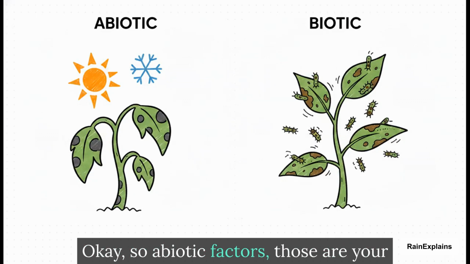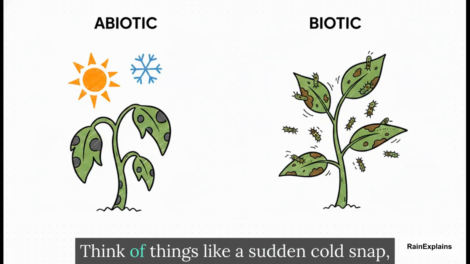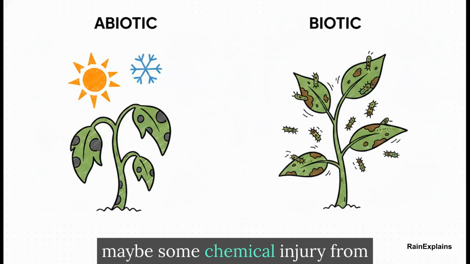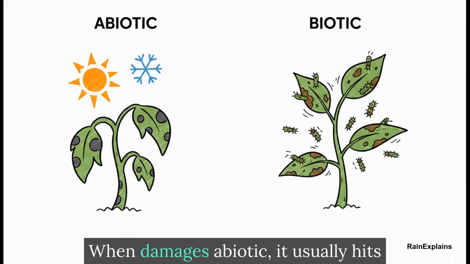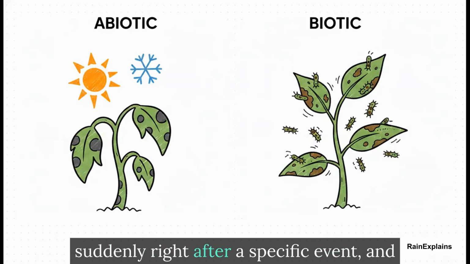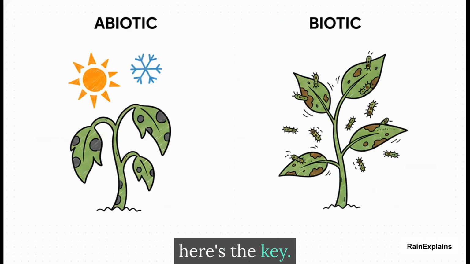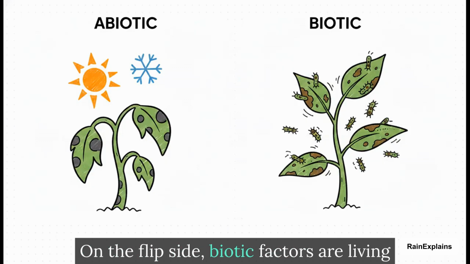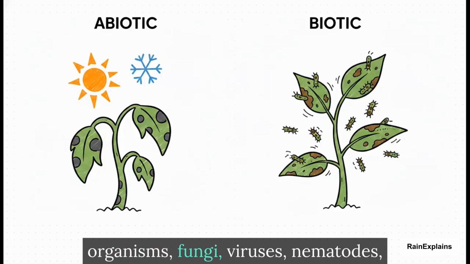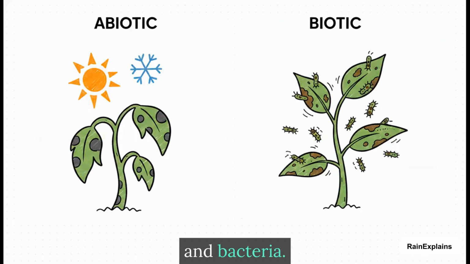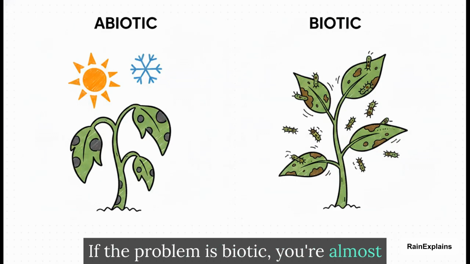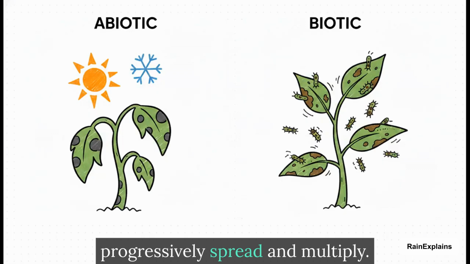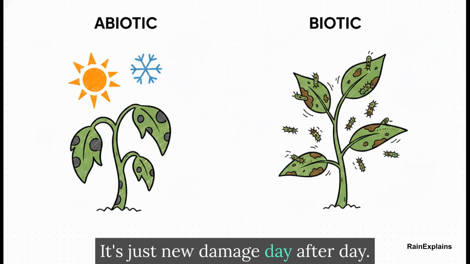Okay, so abiotic factors, those are your non-living stressors. Think of things like a sudden cold snap, maybe some chemical injury from herbicide drift, or a really severe drought. When damage is abiotic, it usually hits suddenly right after a specific event. And here's the key, it doesn't actually spread from plant to plant over time. On the flip side, biotic factors are living organisms: fungi, viruses, nematodes, and bacteria. These guys act like an invading army. If the problem is biotic, you're almost always going to see those symptoms progressively spread and multiply. It's just new damage day after day.